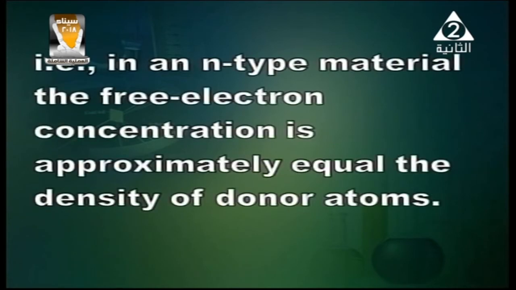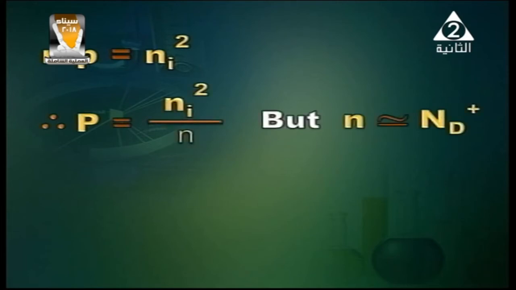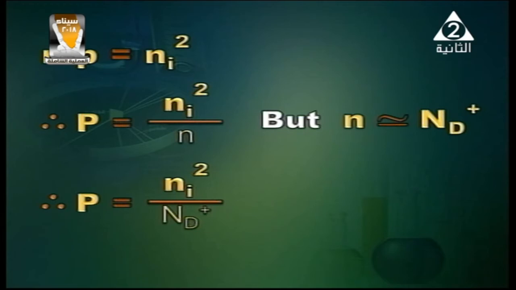That is to say, in an N-type material, the free electron concentration is approximately equal to the density of donor atoms. Mass action law, np, is equal to Ni squared. So we can calculate the number of p. It is Ni squared over n, and n is equal to the number of positive donors. So we can say p is equal to Ni squared over the number of positive donors.